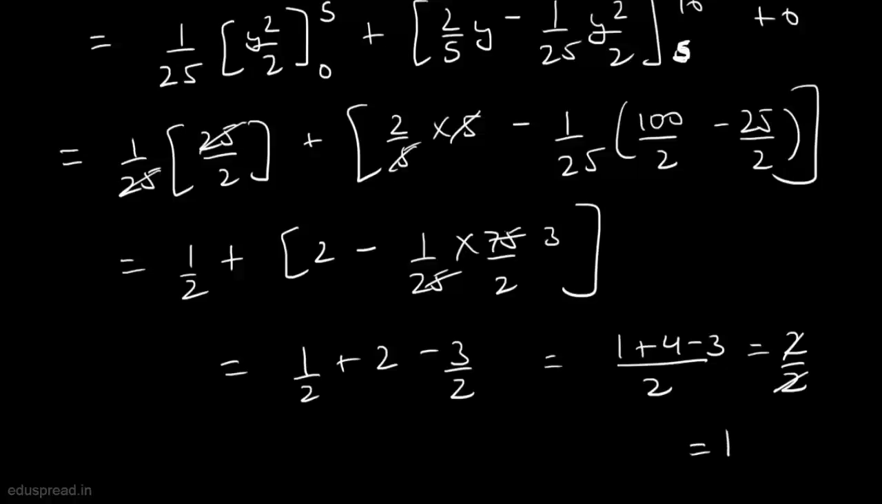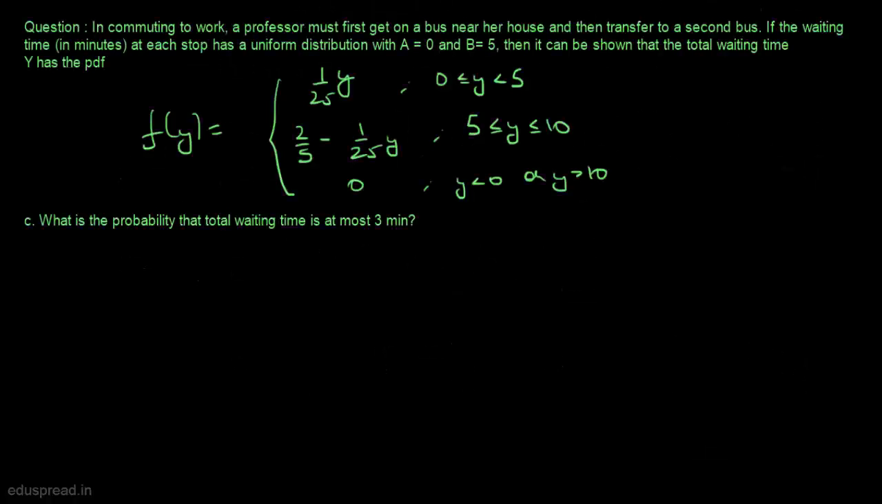And this is what we wanted to show. So this is all about part B. Let's move to part C. In part C, we have to find what is the probability that total waiting time is at most 3 minutes. So that means we have to find the probability that y is less than or equal to 3.